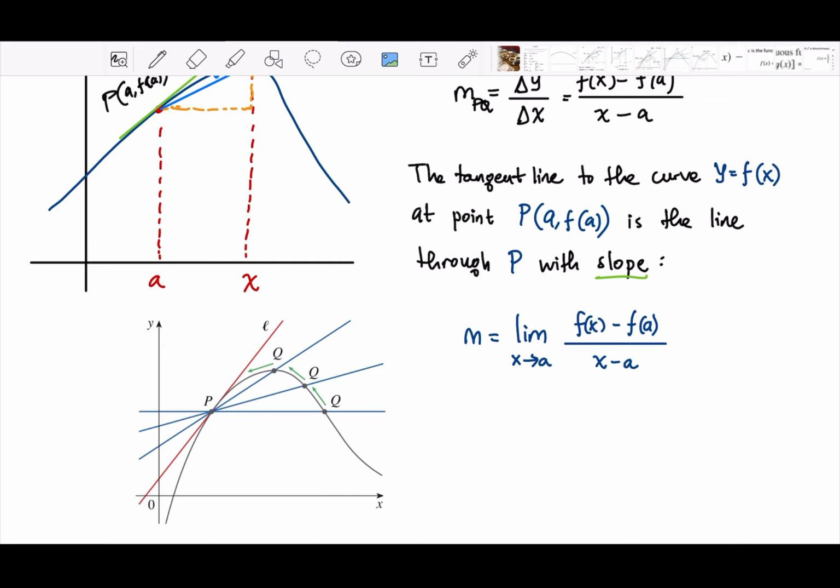And for now, this slope, you can say it's your first interaction with the derivative. We are not saying it's the derivative yet, but it's supposed to be the derivative, but later we will see.